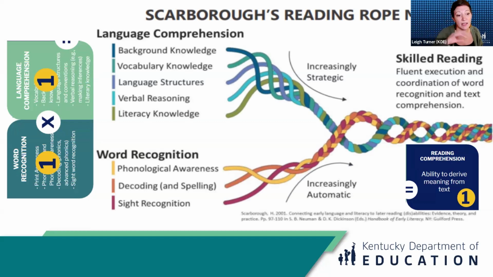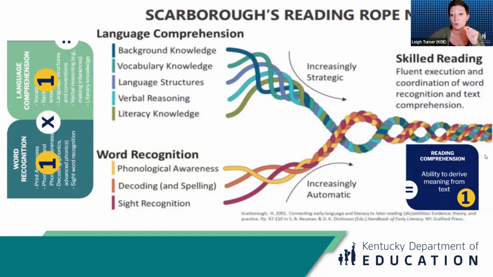So she took language comprehension and broke it down into 5 component parts: background knowledge, vocabulary knowledge, language structures, verbal reasoning, and literacy knowledge. And as those things become fine-tuned, a reader becomes increasingly strategic. She also took the word recognition strand, and those components are phonological awareness, so hearing sounds and words, decoding and spelling, so pulling the print off the page, and sight recognition, so knowing words immediately.